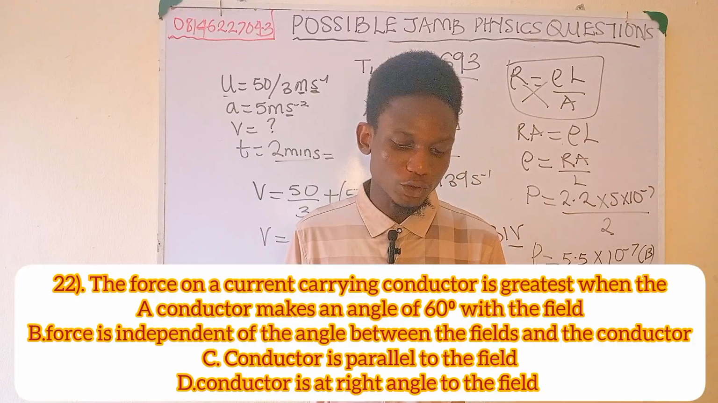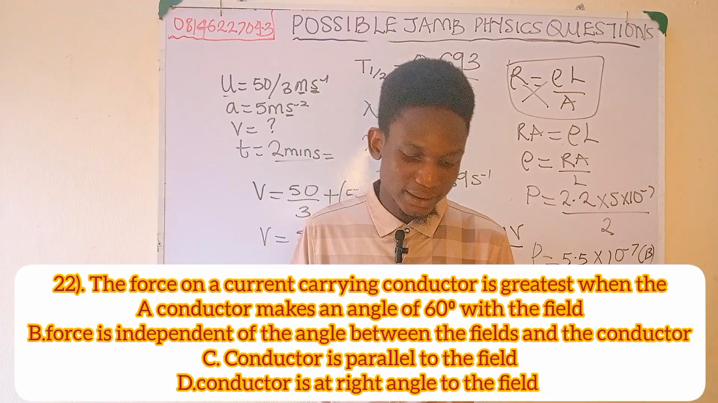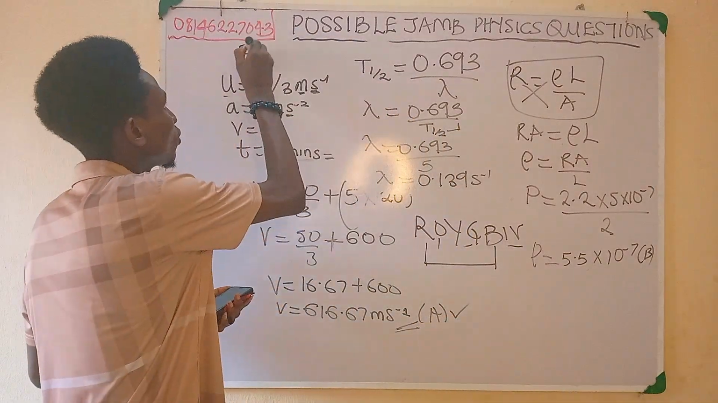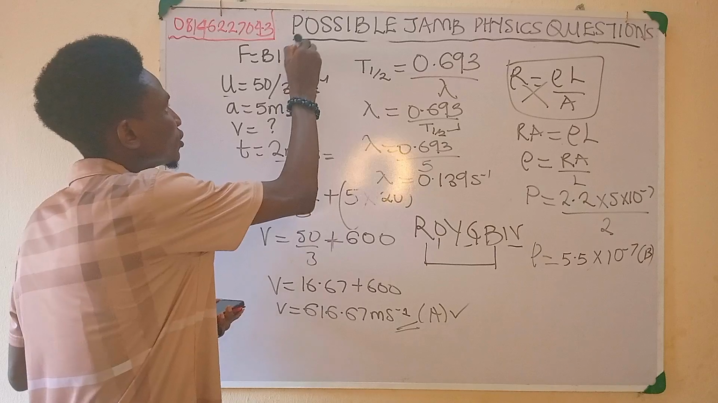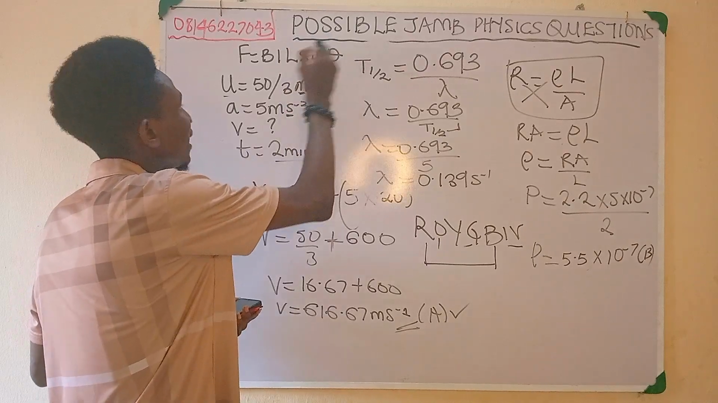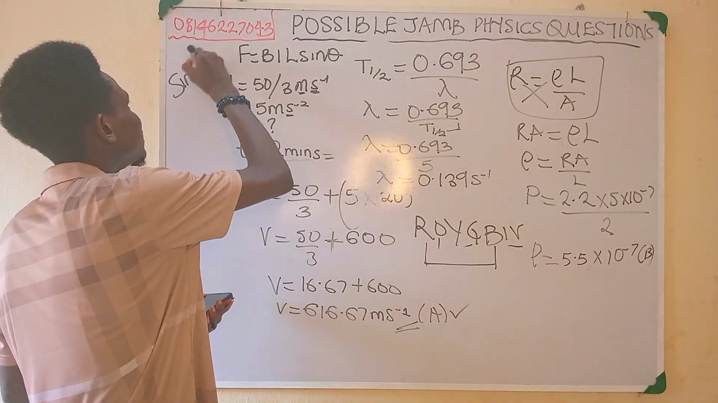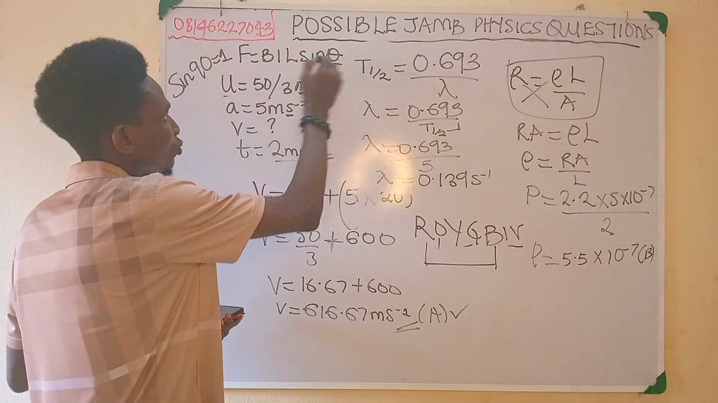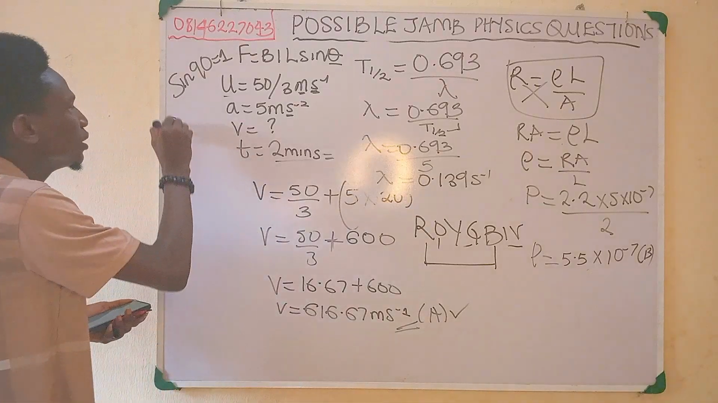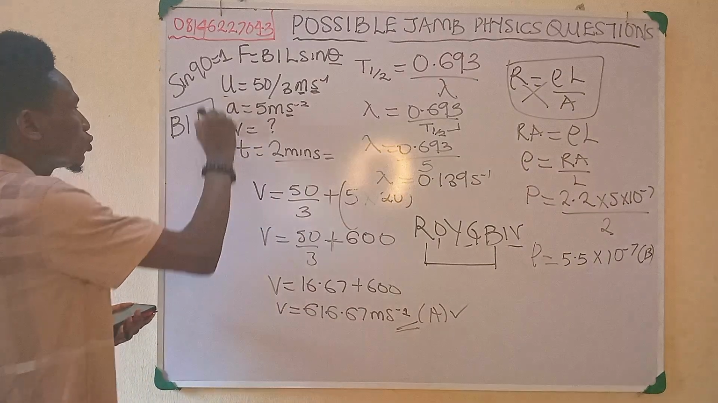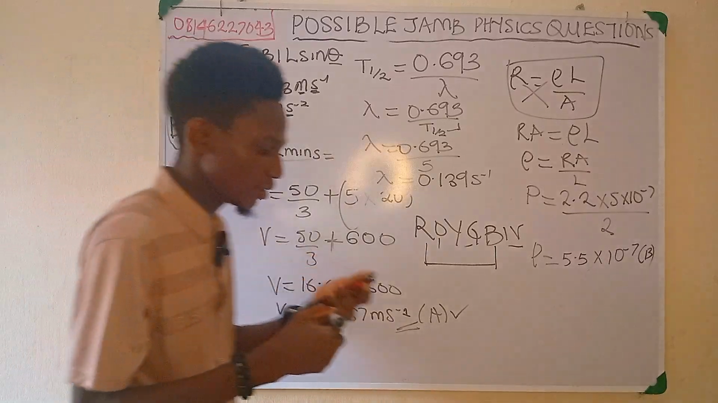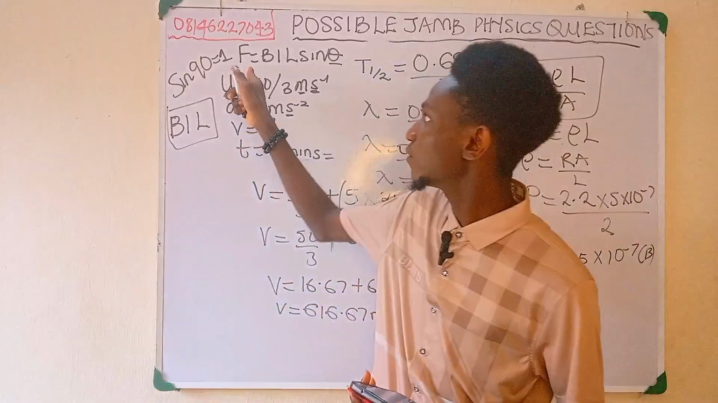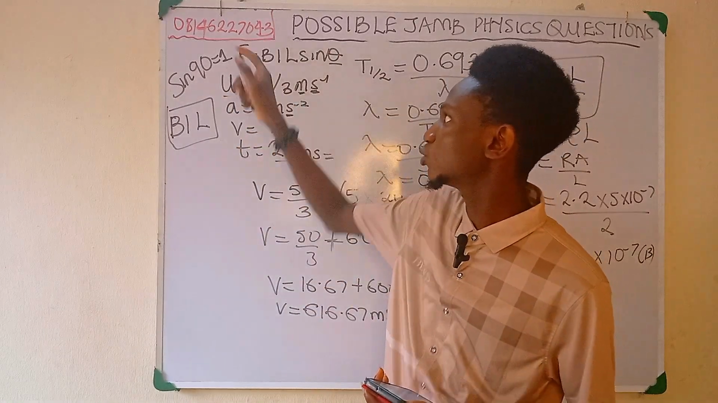Then now question 22 says the force on a current carrying conductor is greatest when the dash. Now force on a current carrying conductor is given as F equals B I L sine theta. Please take note that when there is 90 degree, sine theta gives you 1. So when it's 90 degree here, we're going to get F equals B I L. So it's maximum when the angle is at right angle. This is the formula for force on a current carrying conductor, B I L sine theta.